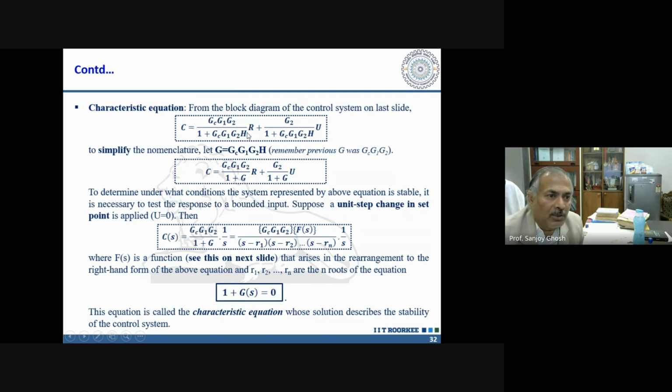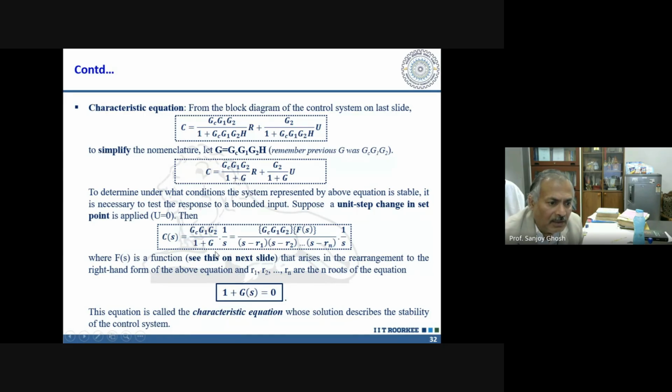And G is nothing but the overall transfer function of the GC, right? Now R and U both are there. That means disturbance is also there, input change is also there. Now just to make it simple, GC G1 G2 GH, G2 and H. So the product of this I call as G.